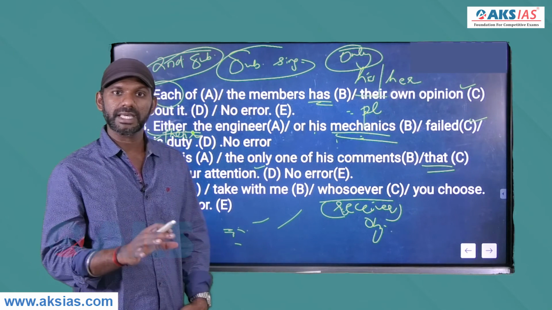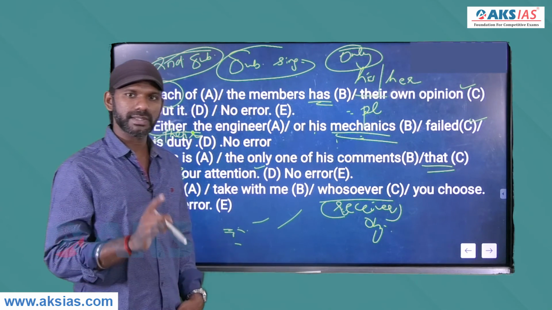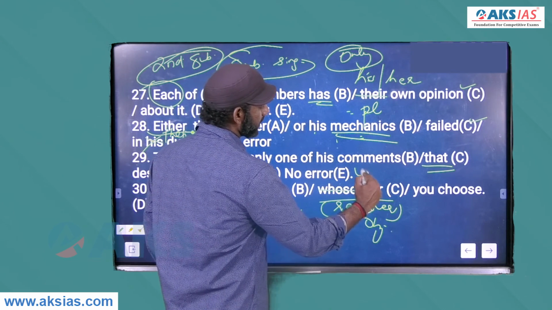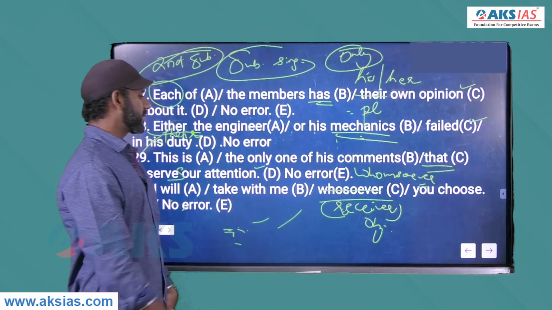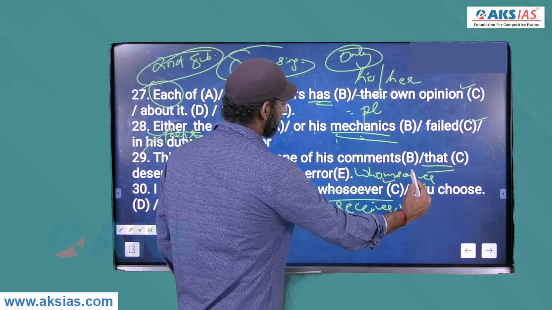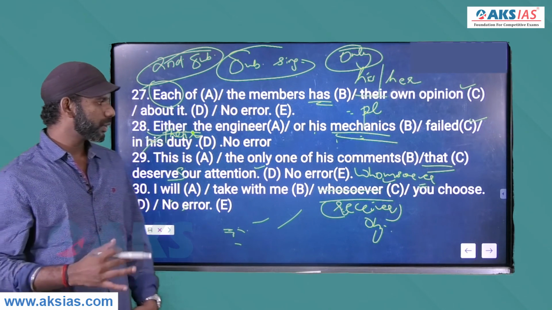Object means we cannot use who, it must be whom. That is the rule we discussed regarding the usage of who and whom. So in this case, it cannot be whosoever, it must be whomsoever. I will take with me whomsoever you choose. The error in this statement is in part C. Getting it?